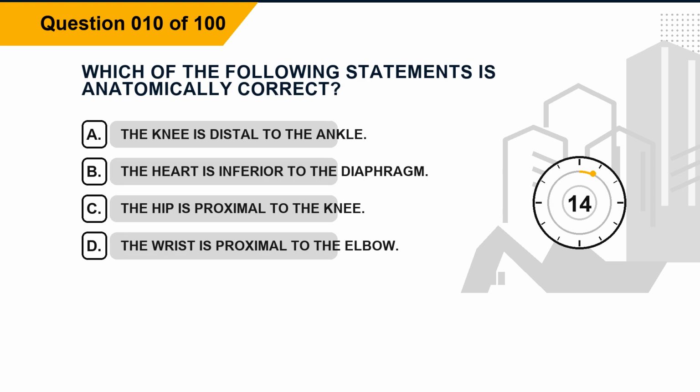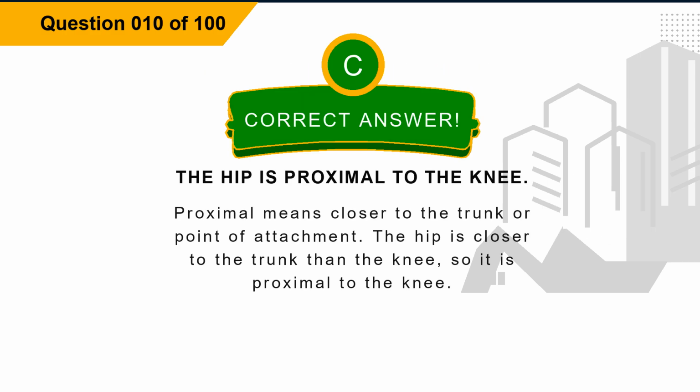Question 10. Which of the following statements is anatomically correct? Option A. The knee is distal to the ankle. Option B. The heart is inferior to the diaphragm. Option C. The hip is proximal to the knee. Option D. The wrist is proximal to the elbow. The correct answer is option C. The hip is proximal to the knee. Explanation. Proximal means closer to the trunk or point of attachment. The hip is closer to the trunk than the knee, so it is proximal to the knee.